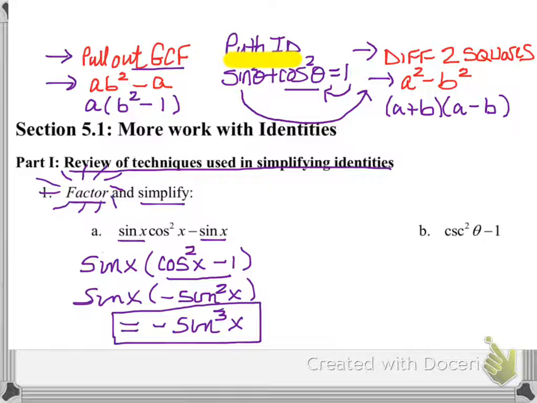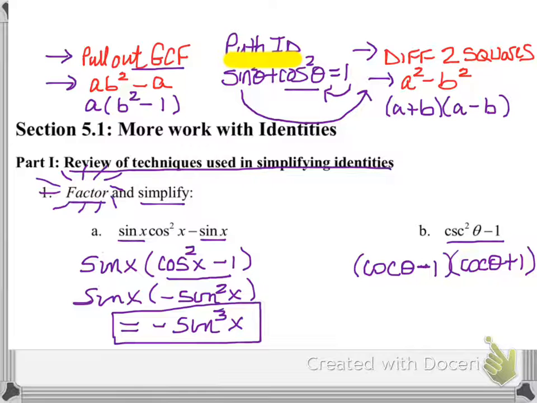So when you look at this one right here, I hope you think, wow, I'm not trying to make this into an identity. They told me to factor it. You have to factor it. So this is going to be the difference of two squares, which will be cosecant theta minus 1, and then cosecant theta plus 1. You could do those in either order.